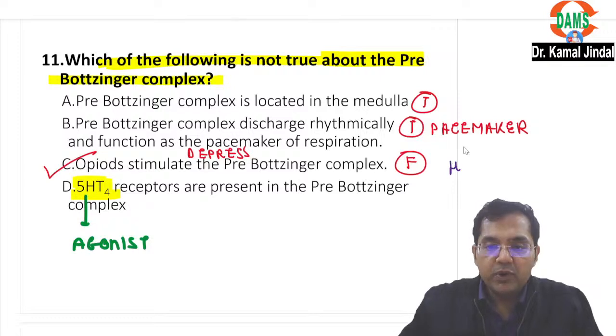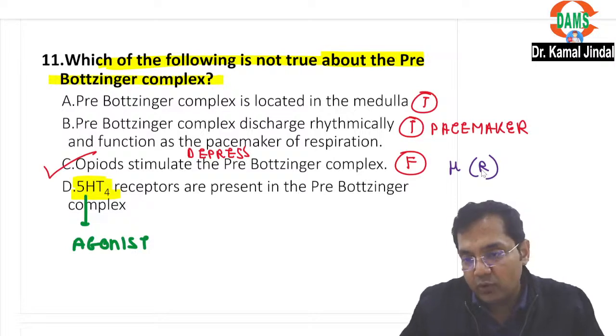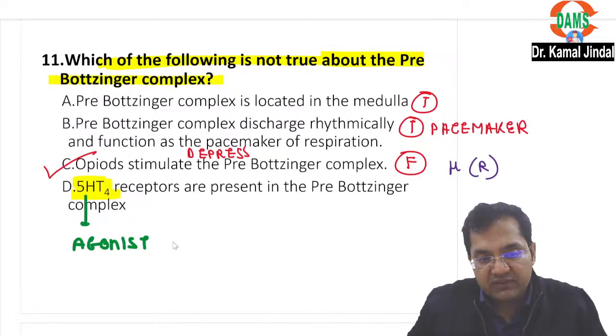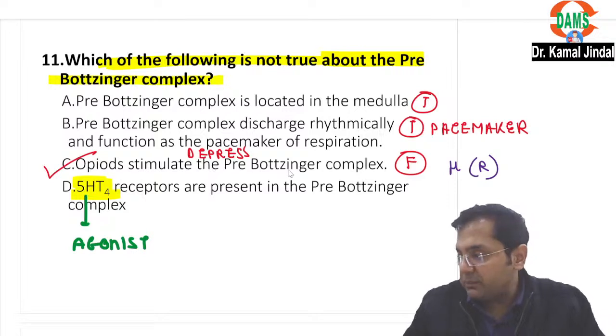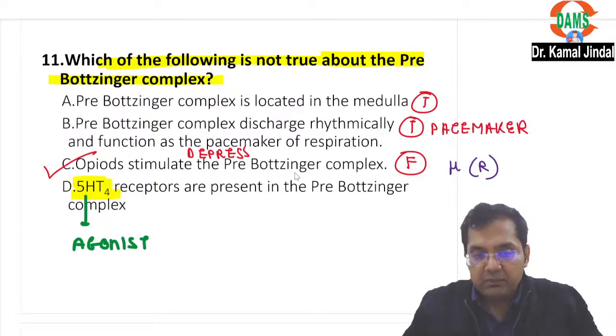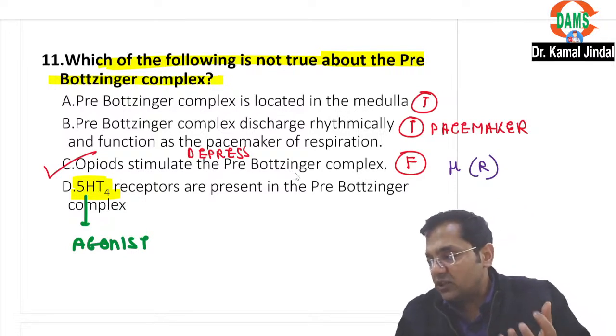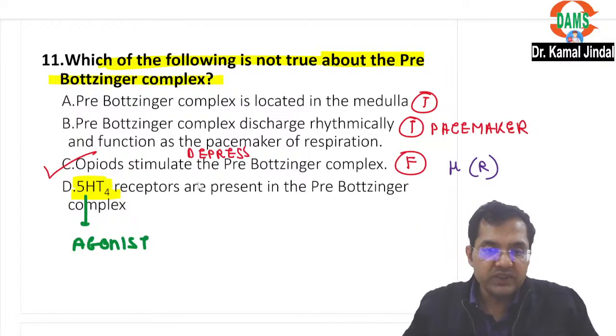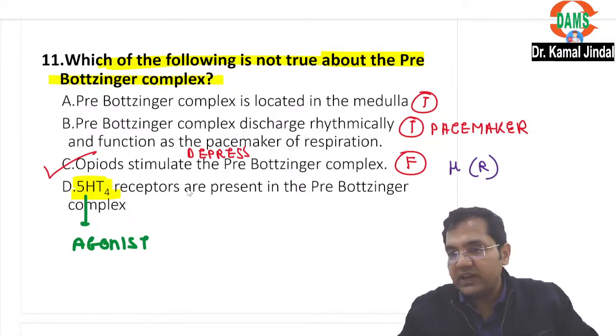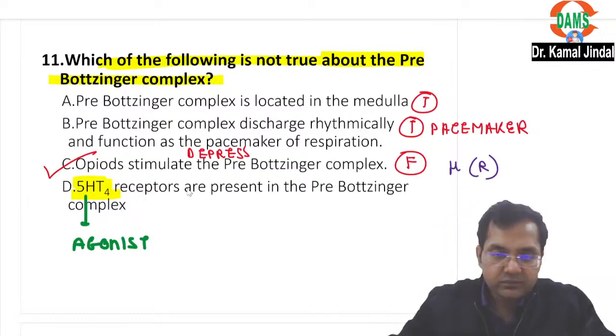Opioids act through their receptors known as mu receptors. So 5-HT4 agonists do not do anything to the action of opioids on the mu receptors, and they do not depress the pre-Bötzinger complex, right? But they can be given for pain relief, right? So it was a good question, and all these options are given in Ganong. That is why it is a very important question.